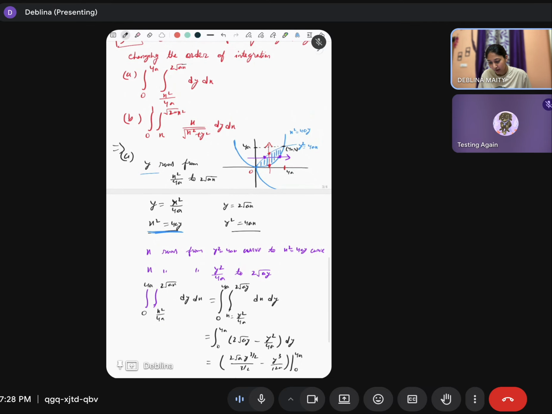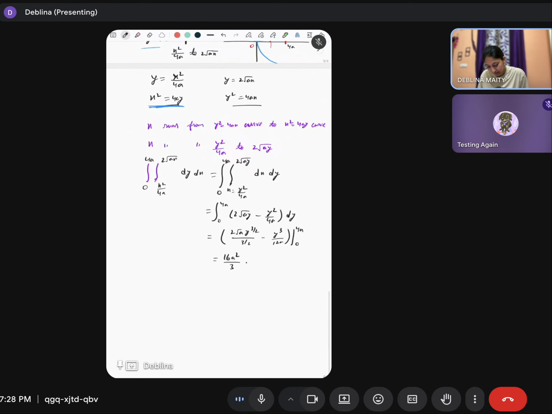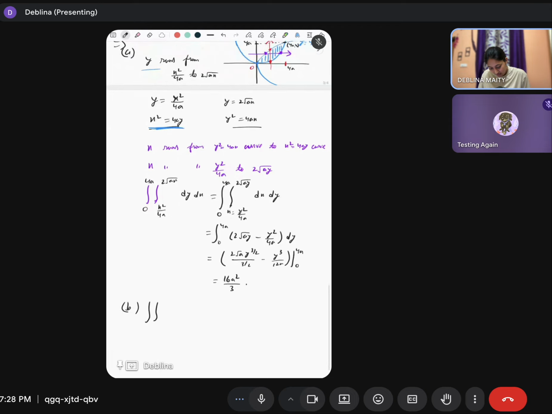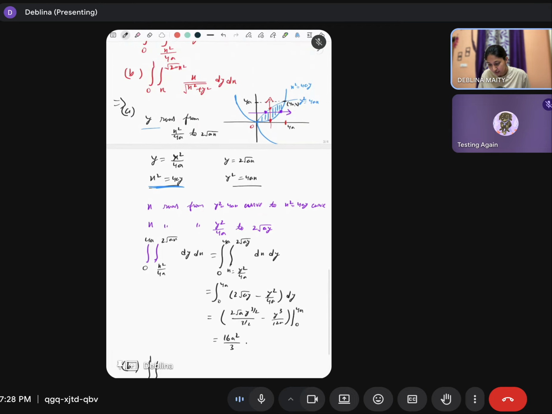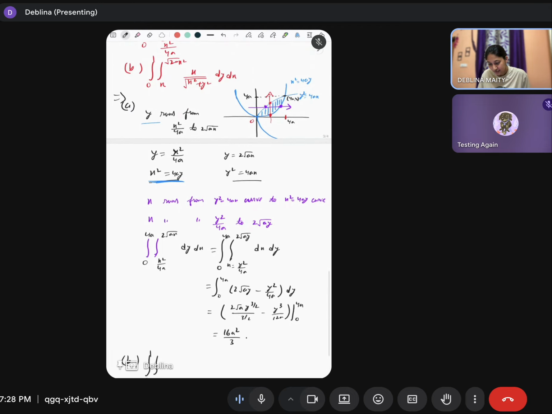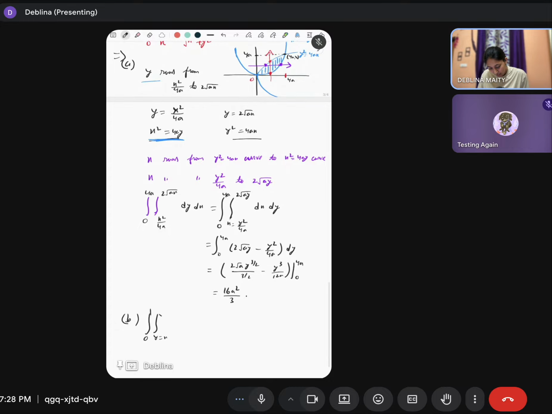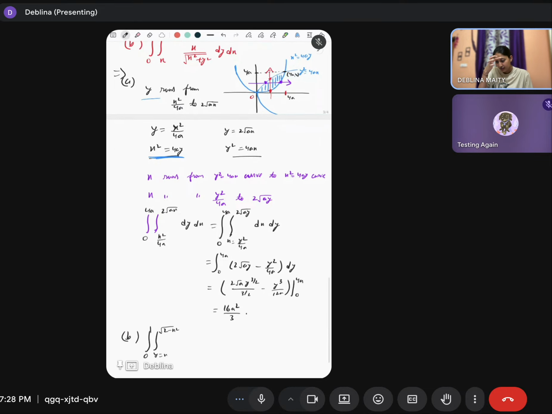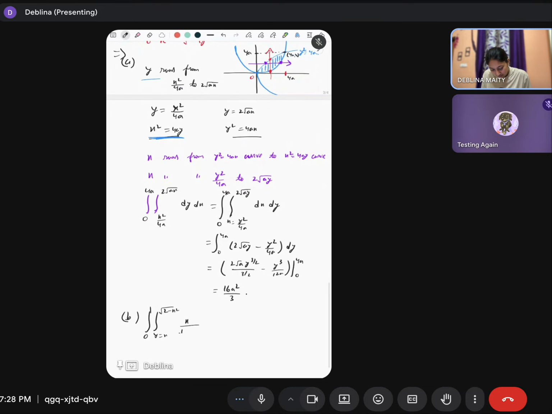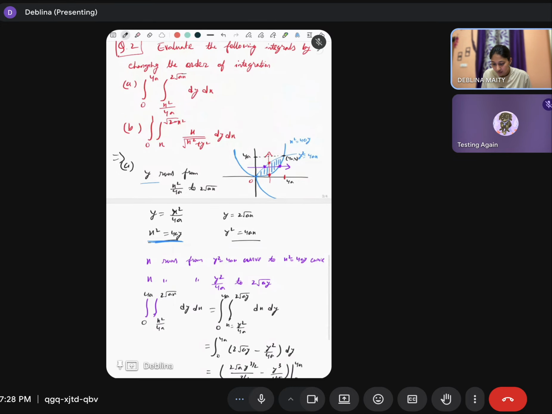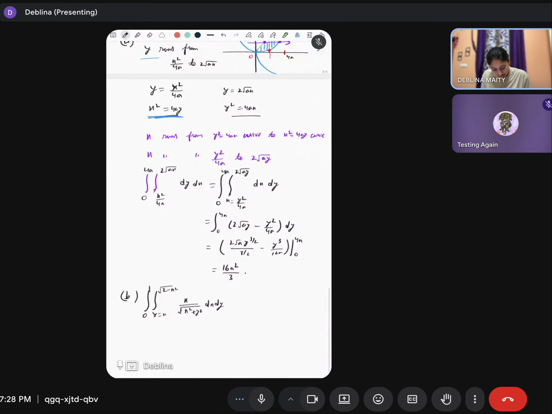And for the second one, what do we have? x runs from 0 to 1 and y runs from x to root over 2 minus x square, first dy then dx.